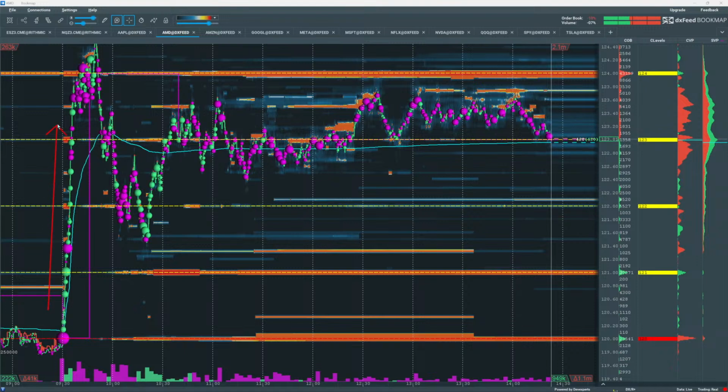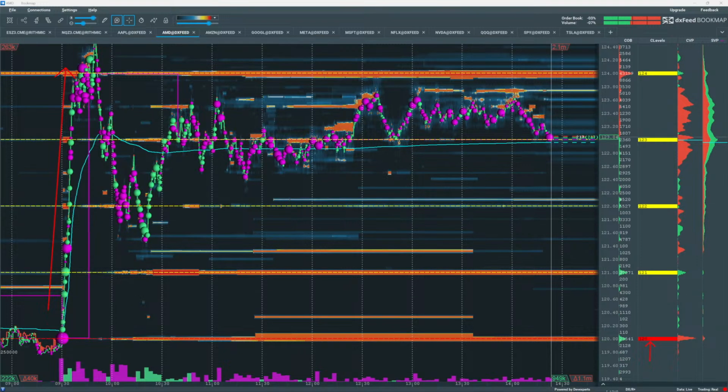Very sharp move higher right at the open for AMD. Note 120 call wall, key gamma strike. Options traders take the foot off the gas, slow down, and now price consolidates and then is slowly grinding higher. Well, let's take a look at another stock.